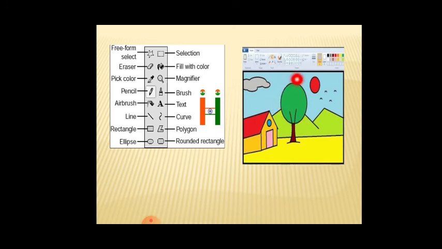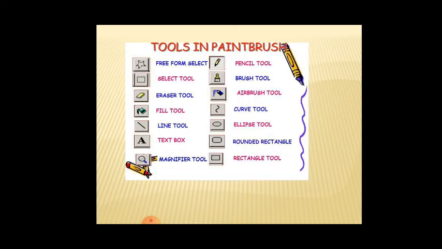So like this, you can just form an image. You can just see this is using the oval tool and this is using a rectangle tool. Again you can draw these clouds using a triangle tool, and this is a circle, this is the clouds. All these things can be done with the help of the tools. So tools in Paint: free form select, pencil tool, select tool, brush tool, eraser tool, airbrush tool, then fill with color tool, curve tool, line tool, ellipse tool, then a text box, rounded rectangle, magnifier and rectangle tool.